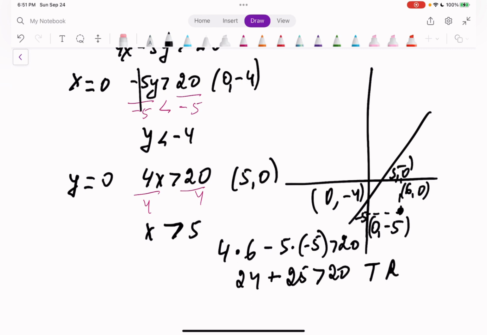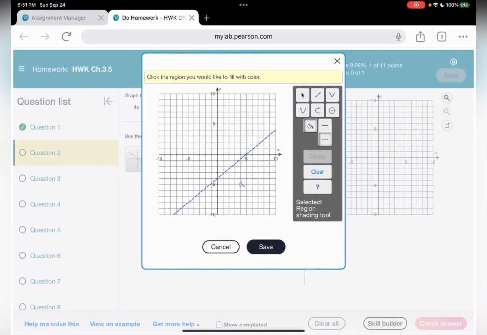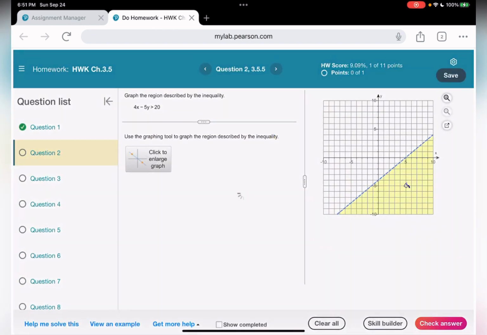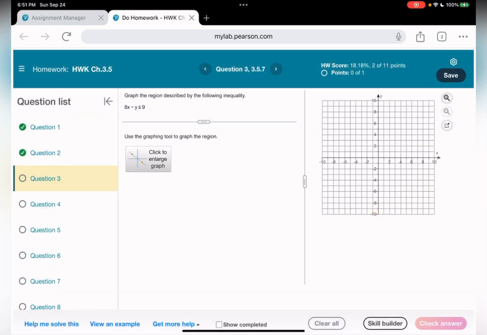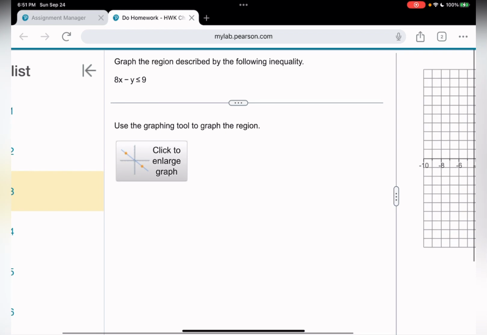Which means I'm going to shade this side. Yes, because the case is true. All right, let's take the bucket, shade it here, save it. Gone. Fantastic.